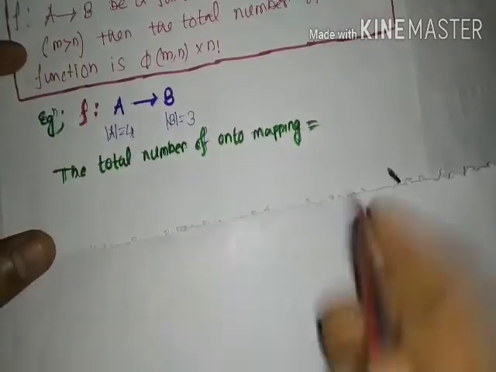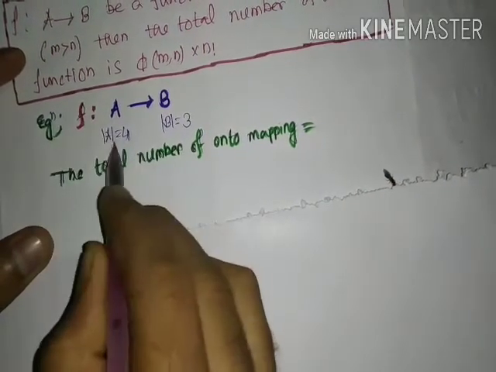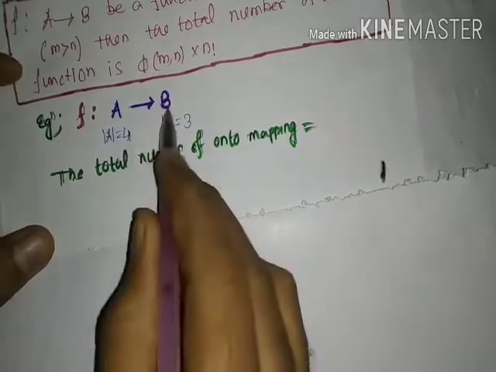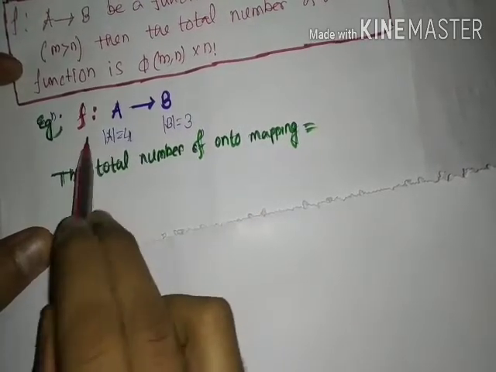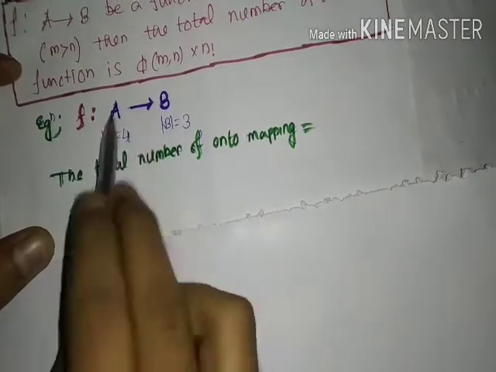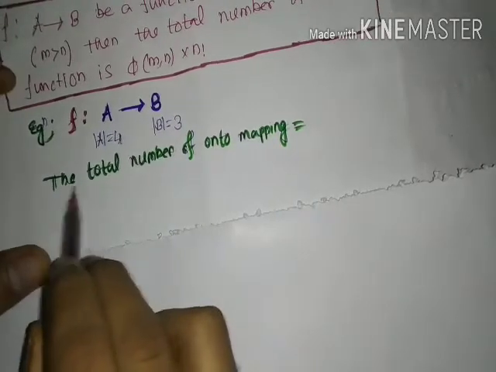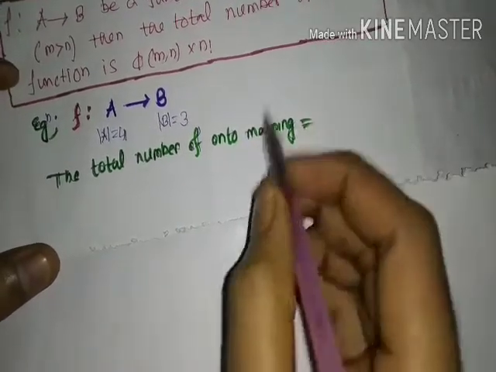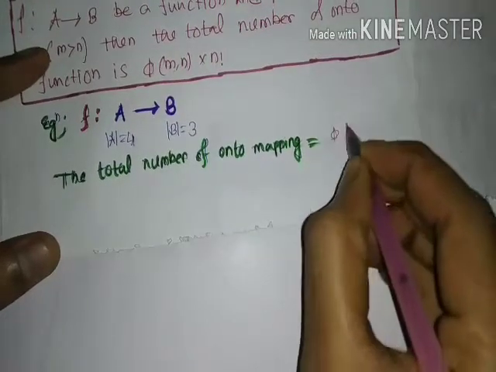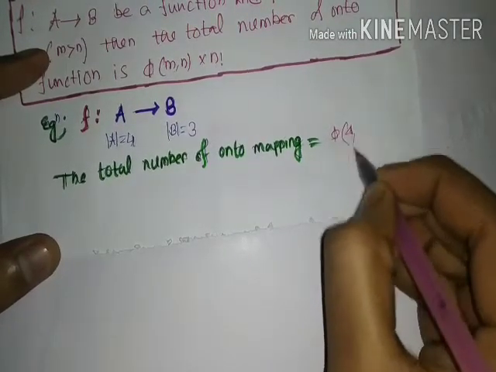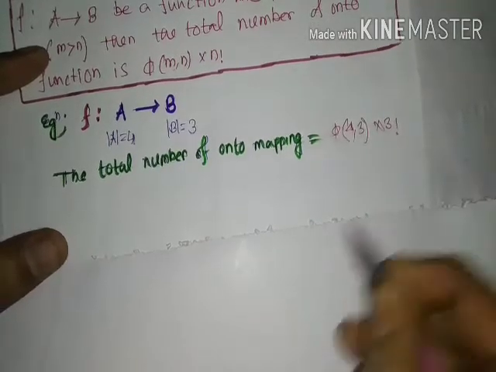For example, if f from A to B, order of A equals 4, order of B equals 3. Now we find from A to B how many onto functions can be defined. The total number of onto mappings using this formula is phi of (4, 3) into 3 factorial.